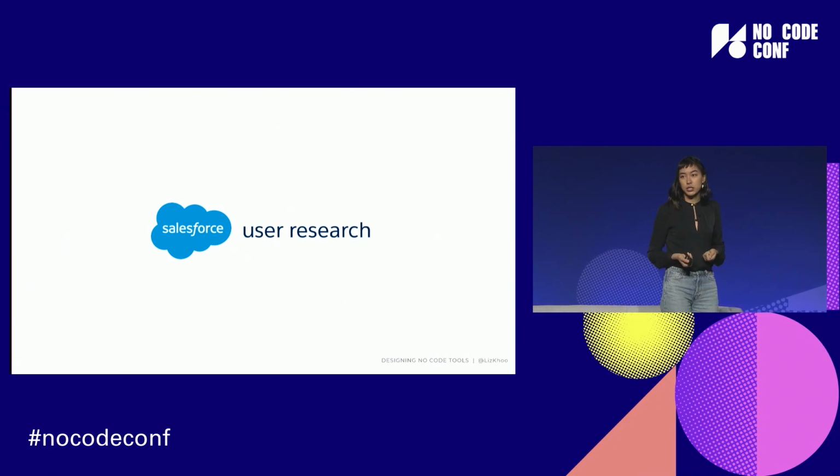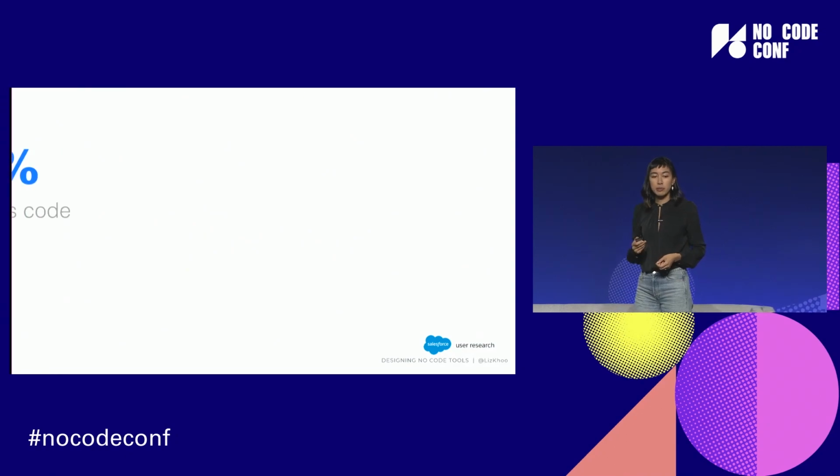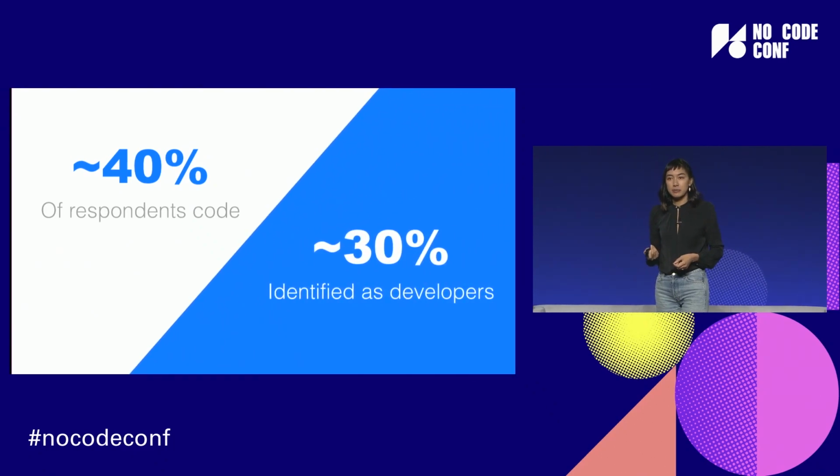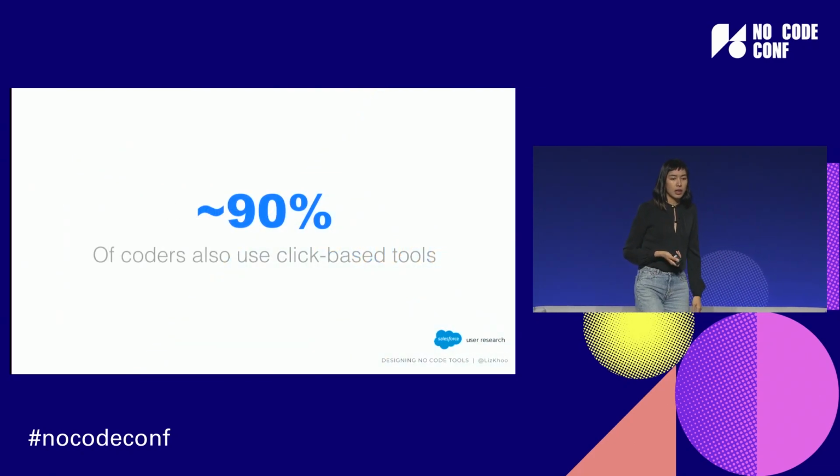And so over the past year, the Salesforce user research team undertook a rather massive effort to re-examine them. They sent out a survey to hundreds of thousands of our users across all of our products. And what they heard back was that of the people who are using our platform, 40% said that they code. But only about 30% identified themselves as developers. So what this means is we have a segment of users who code, but are not coders. What they also found is that of the people who use code, 90% said that they also use click-based tools.